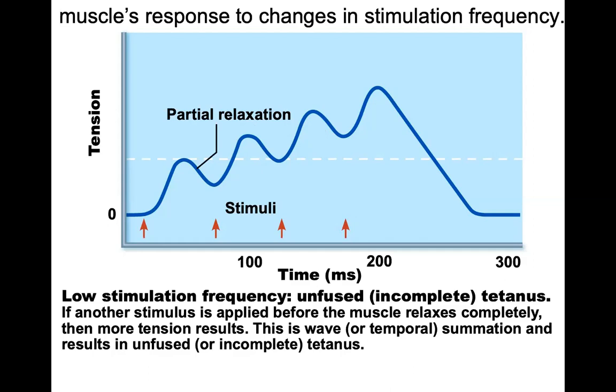So this process that we're describing here is known as low stimulation frequency, and it causes what we know as unfused or incomplete tetanus. That basically means the muscle never relaxes completely in this scenario, and the tension builds over and over again. So again, you never reach the maximum capacity of the muscle. The muscle still has the chance to relax, therefore it's called unfused or incomplete tetanus.